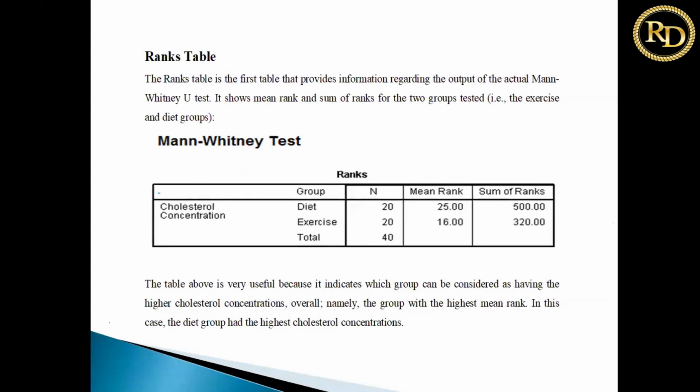You can see the ranks for cholesterol concentration. The 40 people having a cholesterol problem are put on two processes, one is diet and another is exercise. So 20 are on a special diet and 20 are on exercise, and their mean ranks are 25 and 16, and the rank sums are 500 and 320.